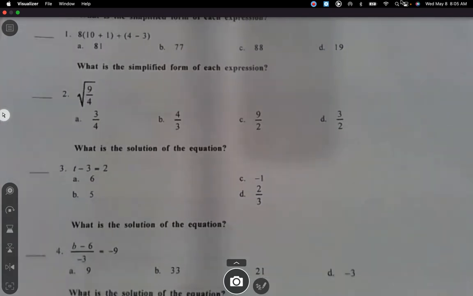Let me cover it up so I have room to write. So you do, if you remember, parentheses, exponents, multiply or divide, add or subtract. So I have parentheses. So it's going to be 8, and what would 10 plus 1 be? 11. And is that a plus sign? It's a division? Oh, why did I ask? I cannot see that. And then what is 4 minus 3? 1. So now, parentheses, check. What is it next? Exponents. There are none. So check.